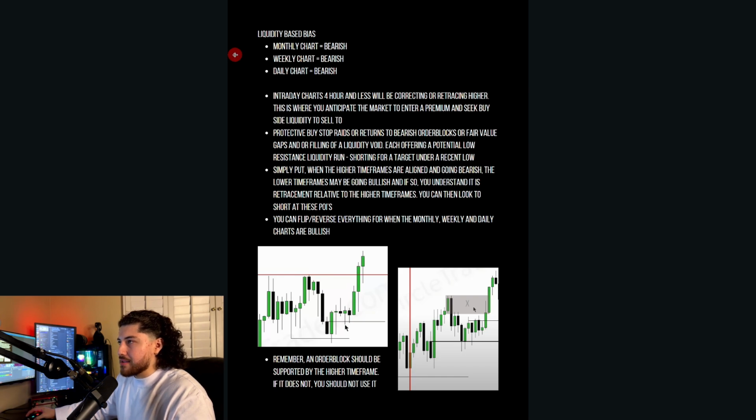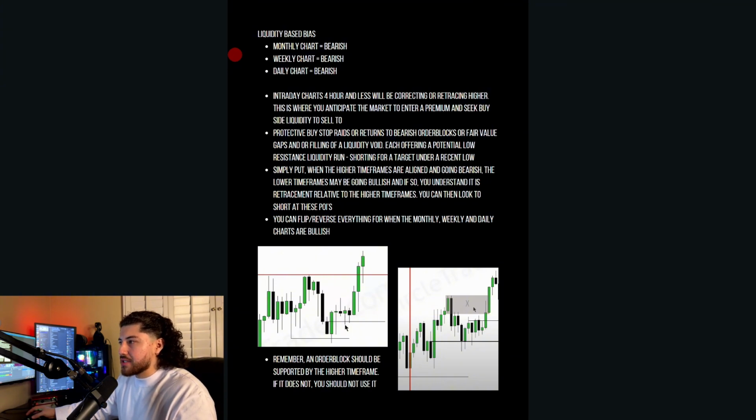Liquidity based bias: monthly chart bearish, weekly chart bearish, and daily chart bearish. Intraday charts, 4 hour and less, will be correcting or retracing higher. This is where you anticipate the market to enter a premium and seek buy side liquidity to sell to. Protective buy stop raids or returns to bearish order blocks or fair value gaps and/or filling of a liquidity void, each offering a potential low resistance liquidity run, shorting for a target under a recent low.